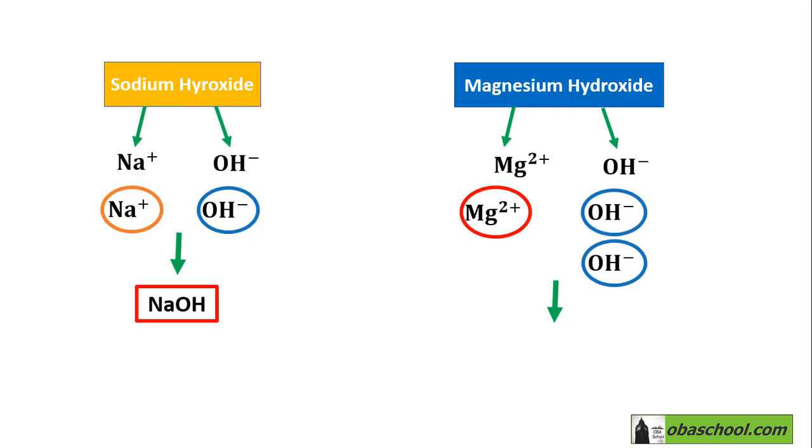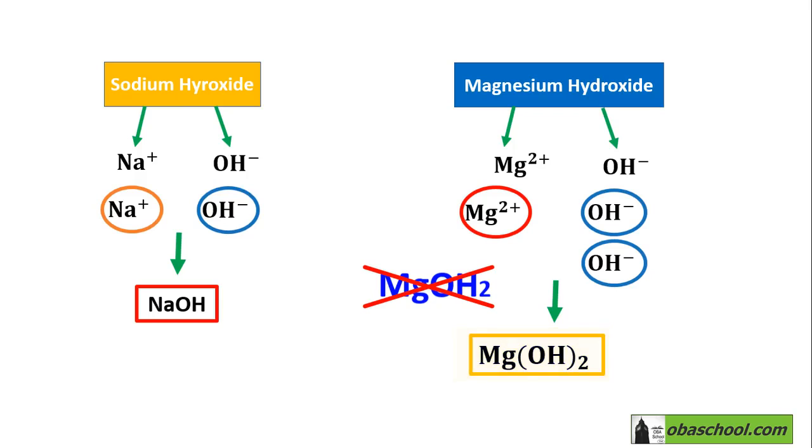Now the chemical formula of magnesium hydroxide will be Mg(OH)2. And be careful here, you can never write MgOH2 like that. You should always put the OH in brackets and write a small 2 outside of the brackets.